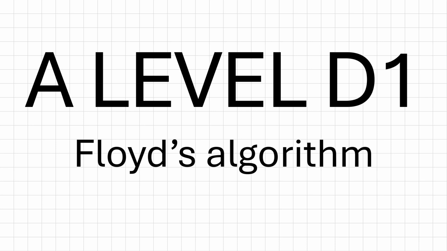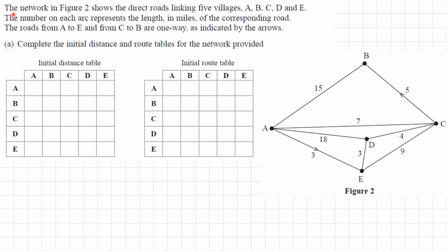This is an AS Decision 1 question on Dijkstra's algorithm. The network in Figure 2 shows the direct roads linking 5 villages A, B, C, D and E. The number on each arc represents the length in miles of the corresponding road. The roads from A to E and from C to B are one way as indicated by the arrows.